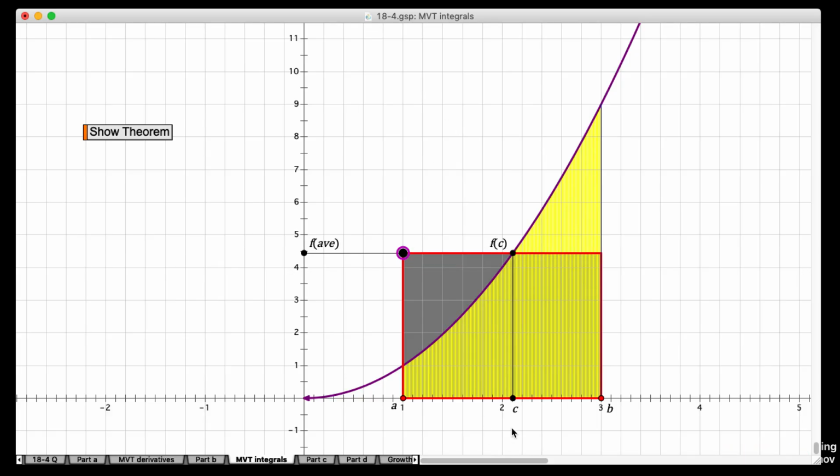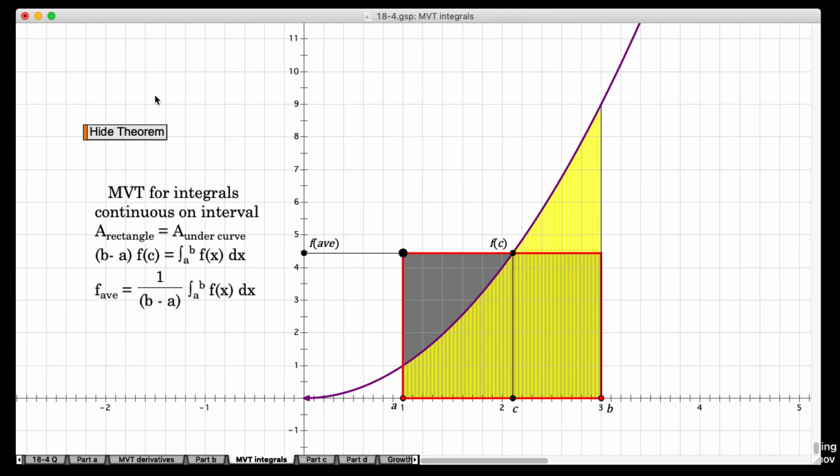And this place is someplace where it hits the curve here. This is where c is, okay? This would be f of c. So how do I find the area of the rectangle? Well, let's just see. Here's the mean value theorem. The curve must be continuous on the interval. And it basically says that the area of some rectangle is equal to the area under the curve here, the yellow region.